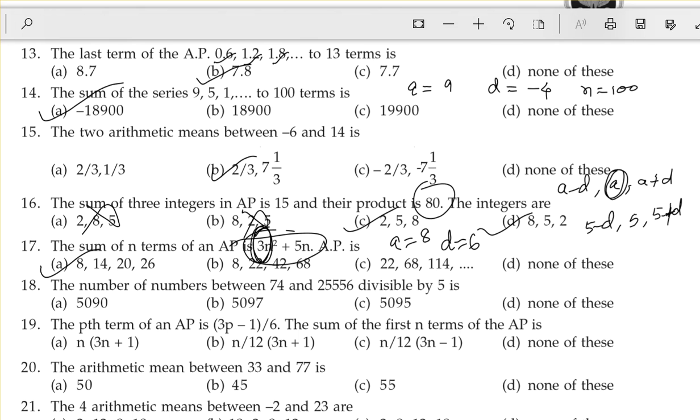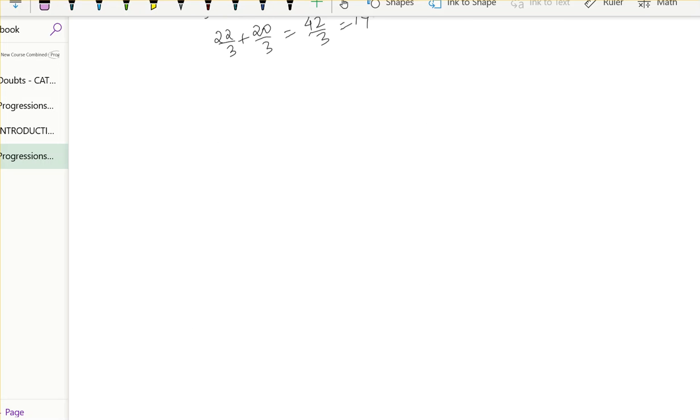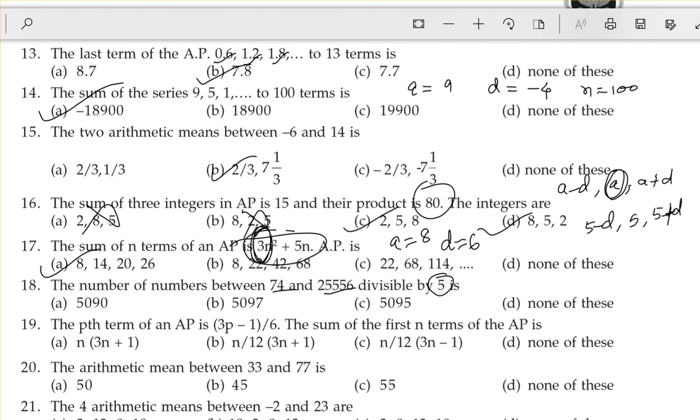Number of numbers between 74 and 25556 divisible by 5. Number of numbers between this and this divisible by 5. See, how do you check divisibility by 5? The number must be ending with 5 or 0. So 75, 80, 85 and so on up to what? Up to 25555.